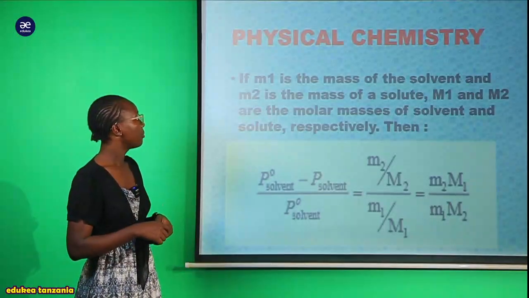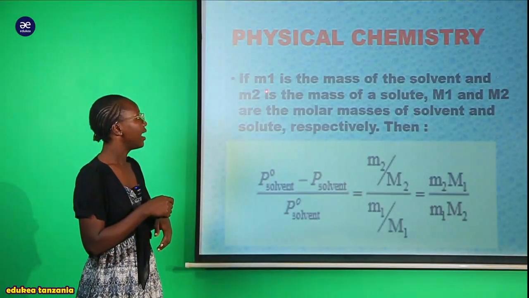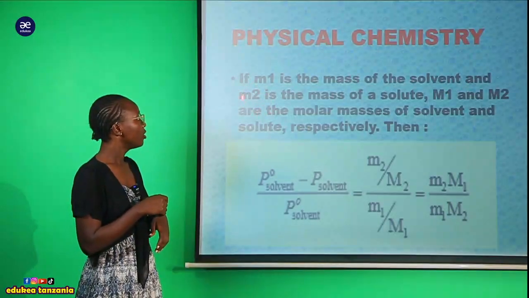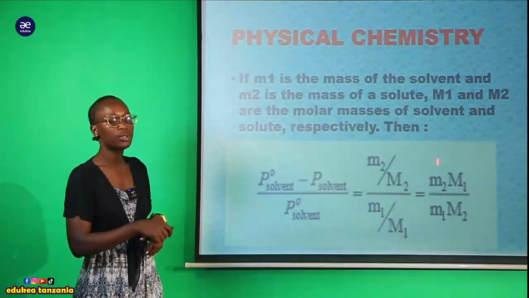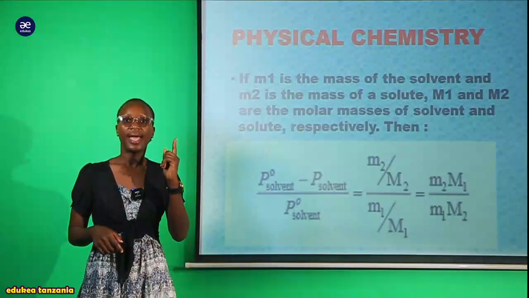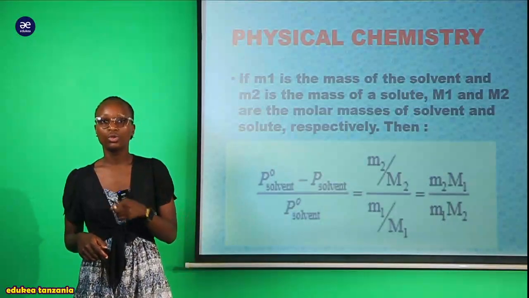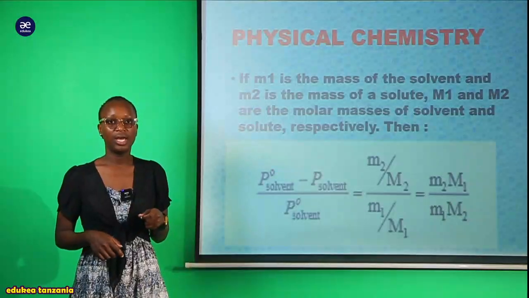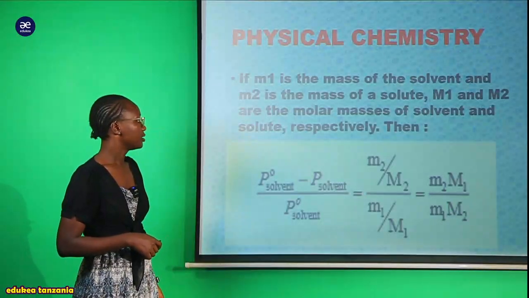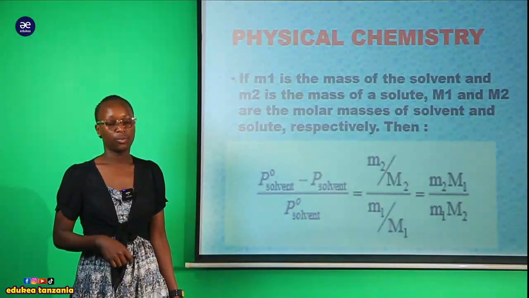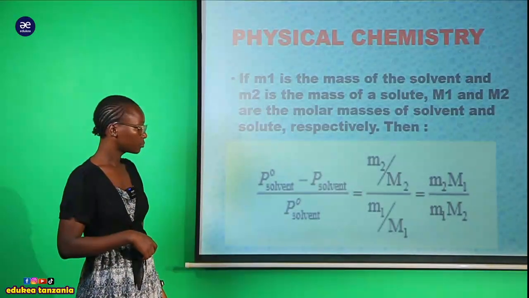That is why we said that if small letter m1 is the mass of the solvent and small letter m2 is the mass of the solute, then capital letter M1 is the molar mass of the solvent and capital letter M2 is the molar mass of the solute respectively. Therefore our equation will be modified in this way.